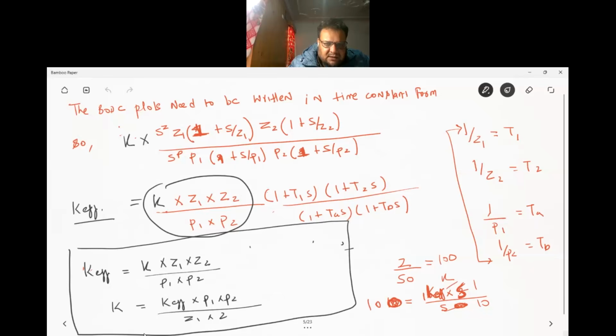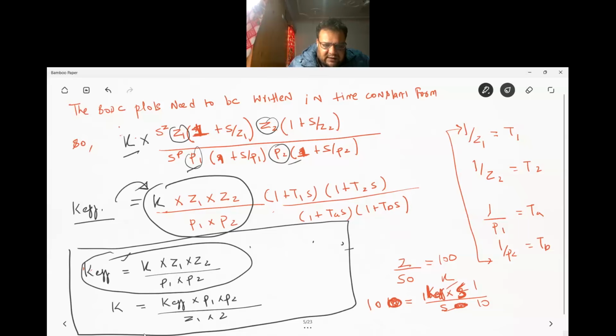So it will give you a result 1 plus s by z1, 1 plus s by z2. Same way p1 you take out, p2 you take out. Now once you take out p1, p2, you are left with this z1, z2, p1 and p2. So this is called K effective into K. So that would be K into z1 into z2 over p1 into p2. This is your K effective. And now basically 1 by z1 is given as T1, 1 by z2 T2, 1 by p1 Ta and Tb.